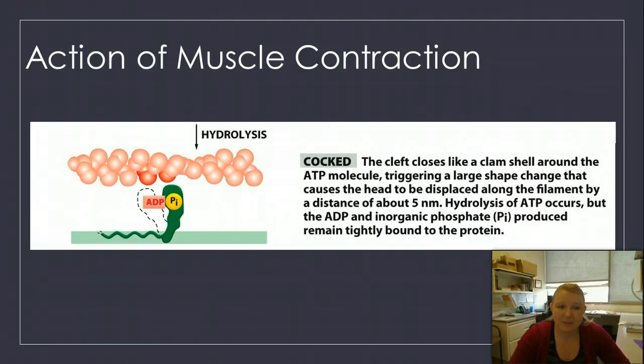Then this ATP is hydrolyzed by the myosin, but the ADP doesn't come off. It's still there, but it's broken down. What this creates is a cocking motion. The myosin head is now going to move about 5 nanometers in one direction, so it's completely shifted in its shape. And the ADP and the inorganic phosphate are still there.